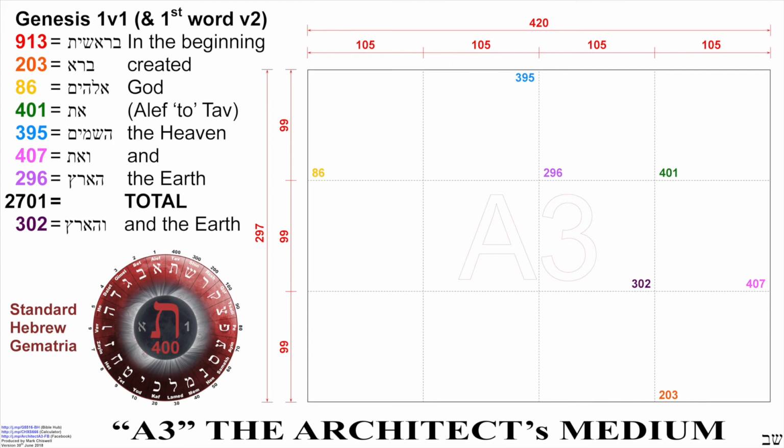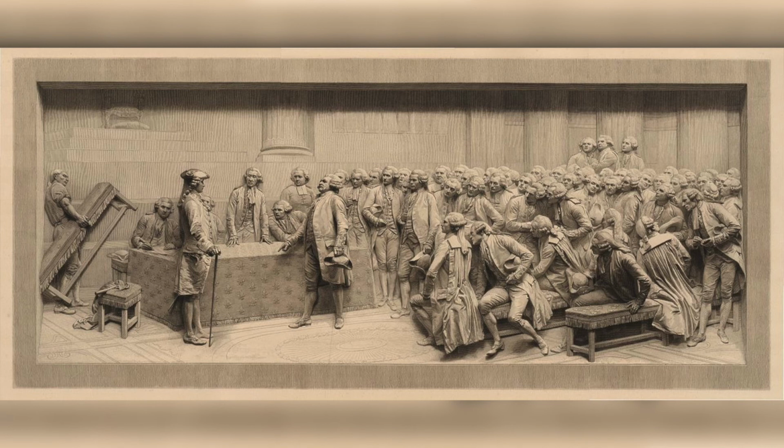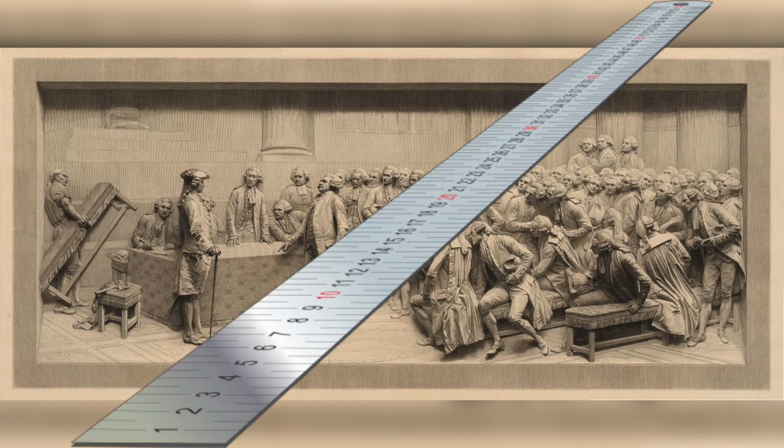During the course of preparing this video, I decided to add up the following 6 numbers: 203, 86, 401, 395, 407, and 296. The total of these 6 numbers is 1788, which I thought was curiously close to the year 1791, which was the year the French National Assembly officially and legally adopted the definition of a metre from the French Academy of Sciences.